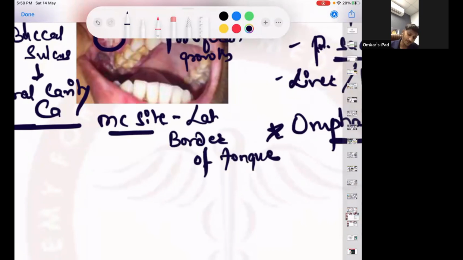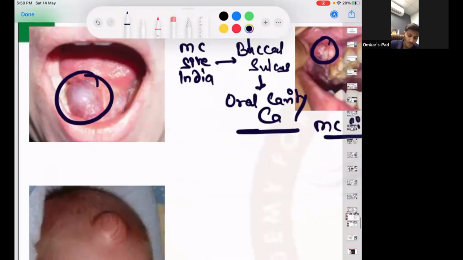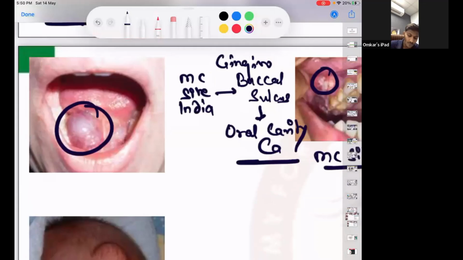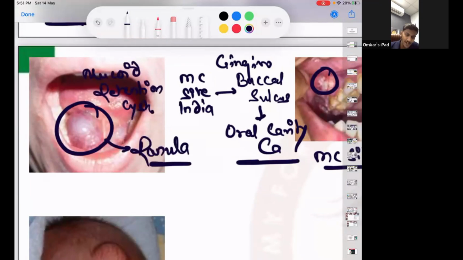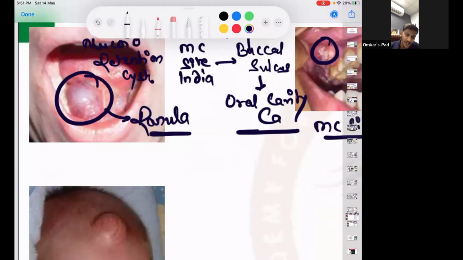And next, what is this condition? Definitely this is a cyst due to accumulation of some fluid. This accumulated fluid is a mucoid retention cyst, which forms the ranula. Important image, it has come before. Ranula, as we know, will be brightly trans-illumination positive, because it is a mucoid retention cyst itself.